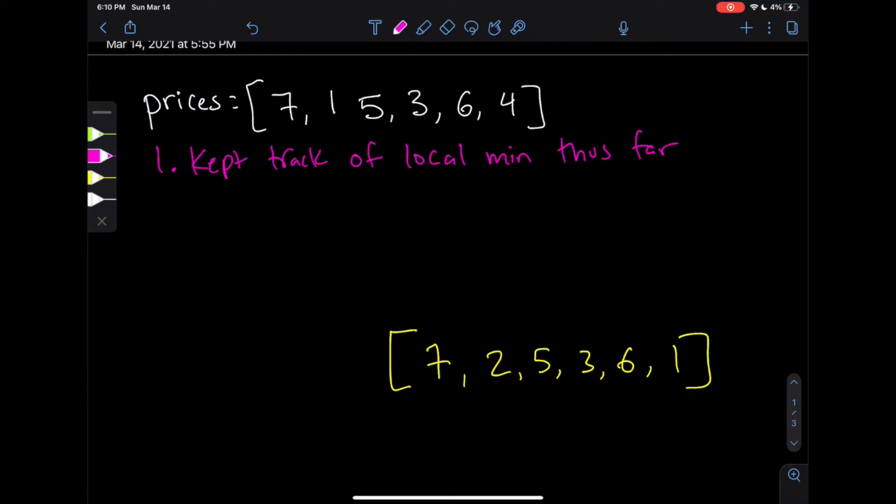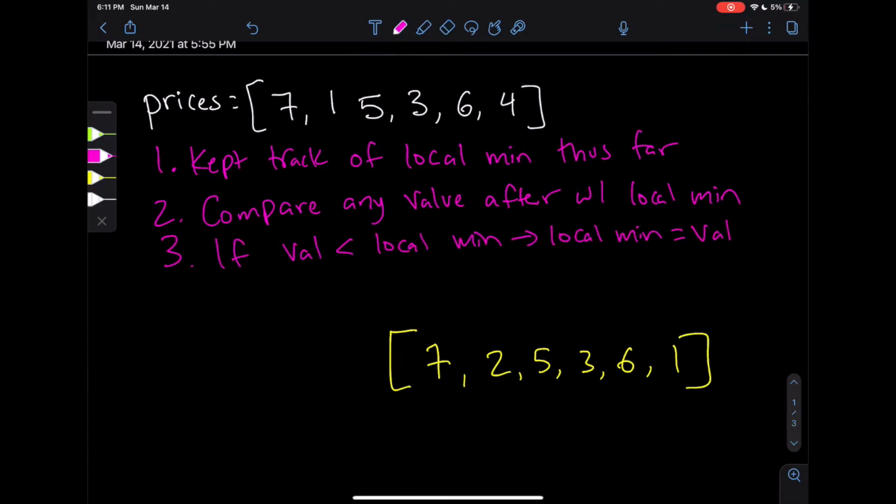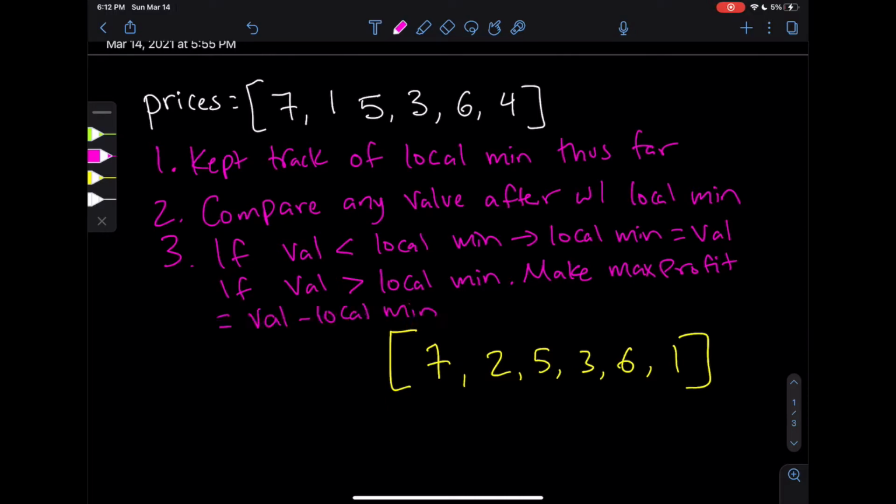What if we kept track of our local minimum that we've seen so far and kept comparing any value after that with our local minimum? If that value is smaller than our local minimum, we'll reassign our local minimum to be that value. If we find a value that's larger than our local minimum, then let's make that the max profit that we've seen thus far, and we'll keep comparing any value that's greater than our minimum value to see if that difference is larger than our max profit that we've seen thus far, and we'll just keep calculating until we get to the end of our array.